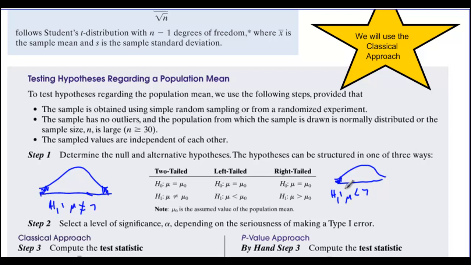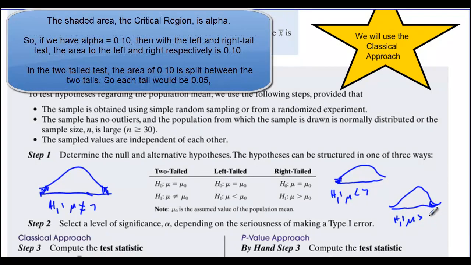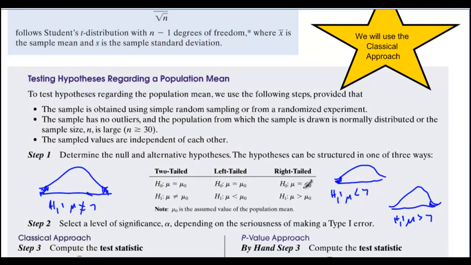And for a right-tailed test, again, it's what it sounds like, where there's going to be the little area over to the right, and the H1 might be something like mu is greater than 7. Again, we're looking for not equal for a two-tail, less than for a left tail, and greater than for a right tail. This will make more sense as we start to go through it.